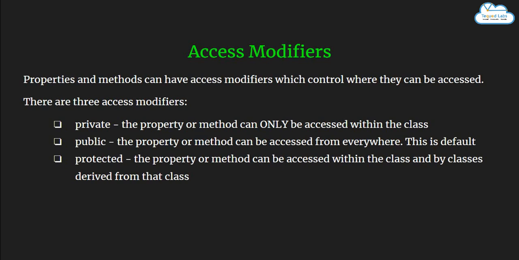It cannot be accessed outside the class. Right, so public. Now what is public? This property or method can be accessed from everywhere. This is default. Basically, it is accessed from everywhere if you use public.